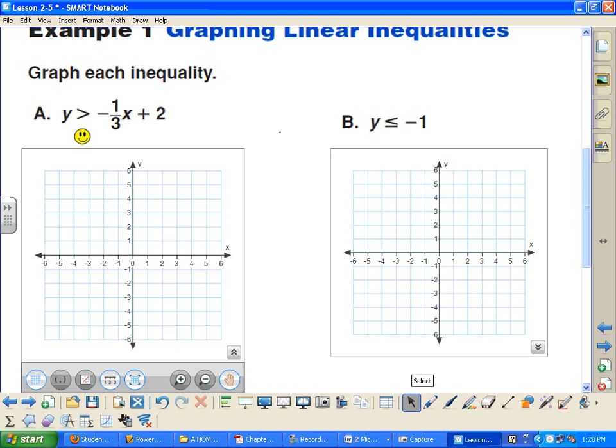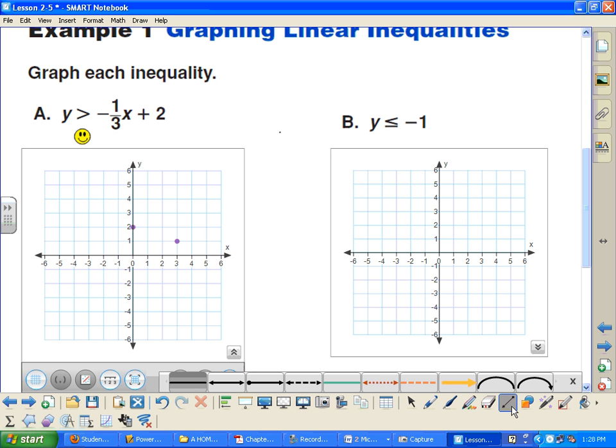So we've got our y-intercept at 2, and our slope is negative 1/3. That means we're going to go down 1 over 3, put our dot there, and then we'll graph a dotted line through those points.